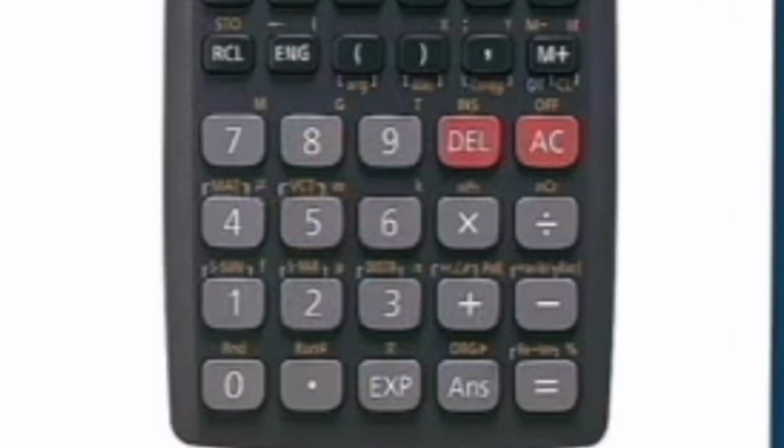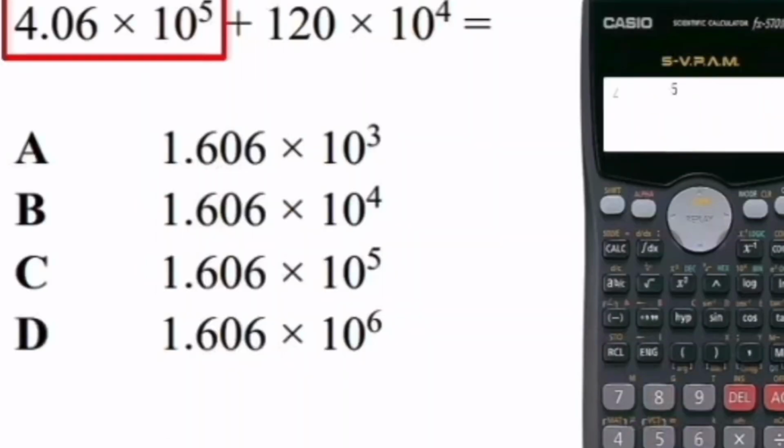Now you look at your calculator screen. Do you see this number? 4.06 times 10 to the power of 5? Yes? Okay, good. Now we need to press plus. Now let's go to the calculator's key pad. Then look for plus. Can you see there is a plus? Good. Now you press plus.